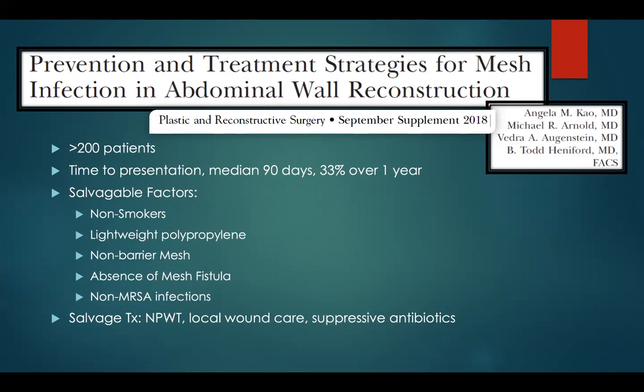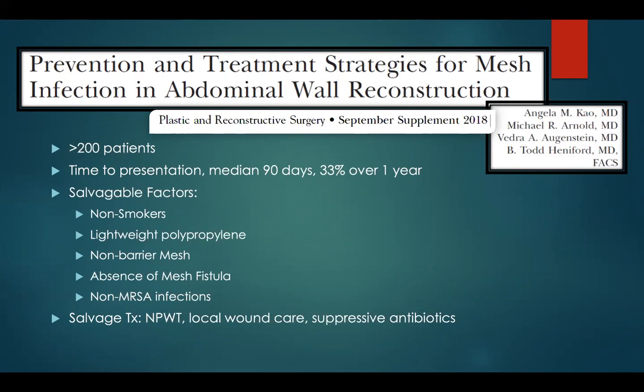You also have the lightweight polypropylene, again, seen here, as we might be considering that mid-weight, as that was the common practice for this group of what weight of polypropylene mesh was used in ventral hernias. Non-barrier mesh was a positive predictor for salvageable mesh, in not having to have it explanted. But with the barrier meshes, they were not able to clear as easily. And then absence of mesh fistula. If they have a fistula, it has to be removed. There was no way around clearing that infection.